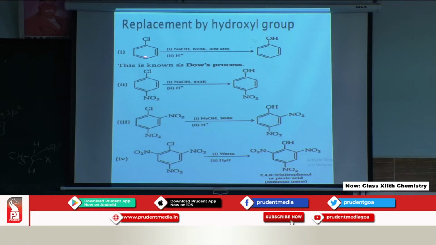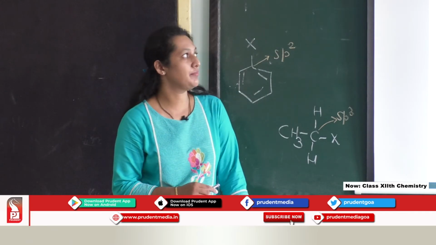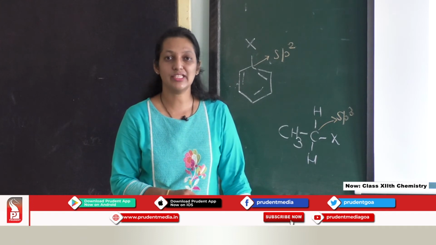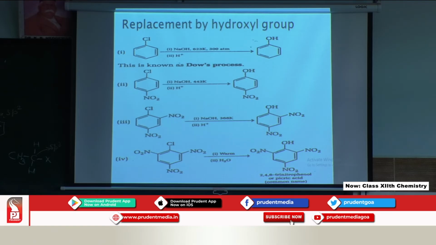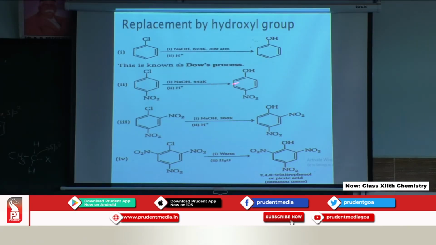If we take chlorobenzene and treat that with NaOH at 623 Kelvin and 300 atmosphere pressure, followed by dilute HCl, the Cl group will get replaced with the OH. So, chlorobenzene will get converted to phenol, that is one of the methods of preparation of phenol. Second one, the nitro group on the para position. So, if we take para nitrochlorobenzene and treat that with NaOH at 443 Kelvin, again the Cl will get replaced with the OH, that is, para nitrophenol formation takes place.